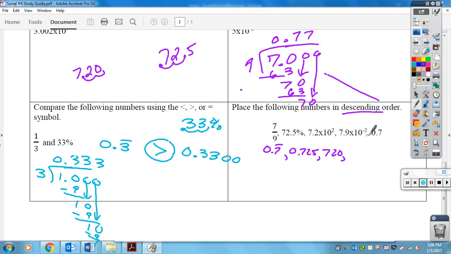Let's see though. Alright, there's a negative exponent, so 7.9. Negative 2 means it moves to the left, 0.079, and the last one is 7/10. Alright, descending order means which is the smallest. This one's clearly the smallest. 720, which was 7.2 times 10 to the second as the original.